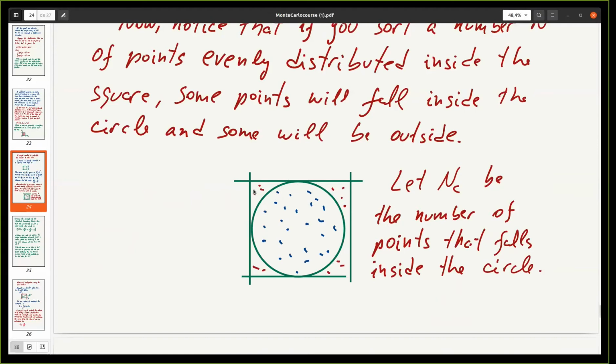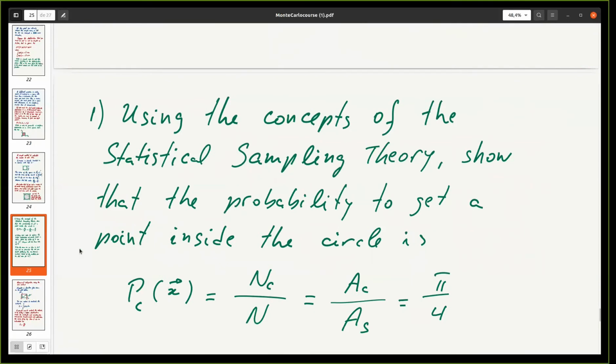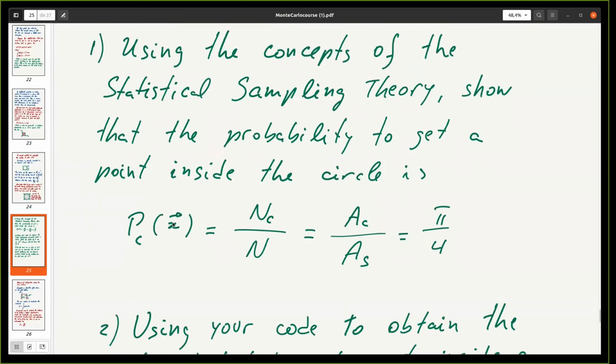Okay, if you have n number of sorted points, let's say nc is the number of points that fall inside the circle. Now, this is the first step of your activity. Using the concepts of statistical sampling theory, show that the probability to get the point X inside the circle, PC, is the number of points inside the circle divided by n.